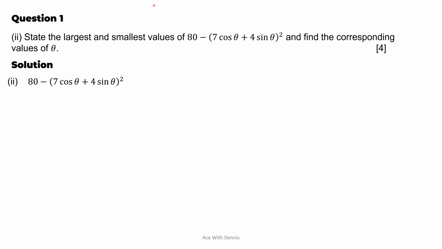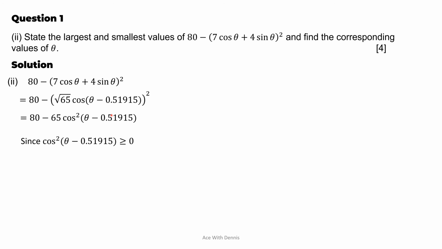So from the expression given, firstly, we can convert this 7 cosine theta plus 4 sine theta into the r formula that we have found in part 1. Okay, and when you square it, we get 80 minus 65 cosine square theta minus 0.51915.